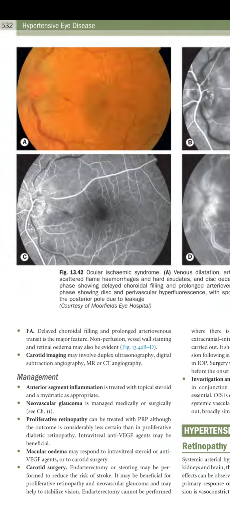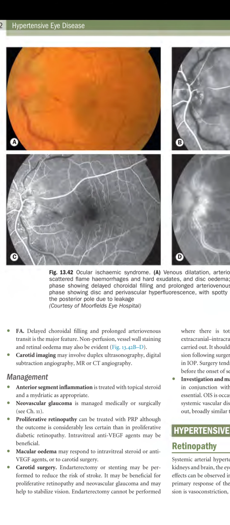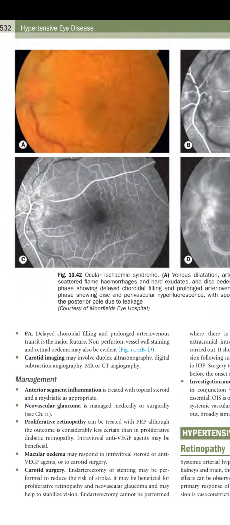So what will be the management? Anterior segment inflammation is treated with topical steroid and mydriatic as appropriate. Neovascular glaucoma is managed medically or surgically. Proliferative retinopathy can be treated with PRP.